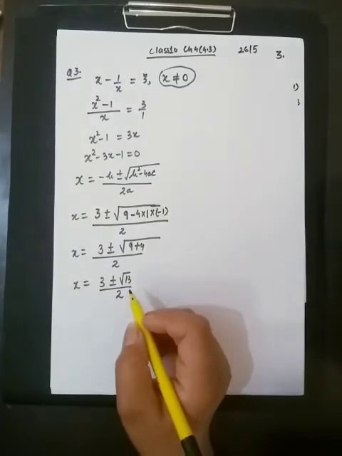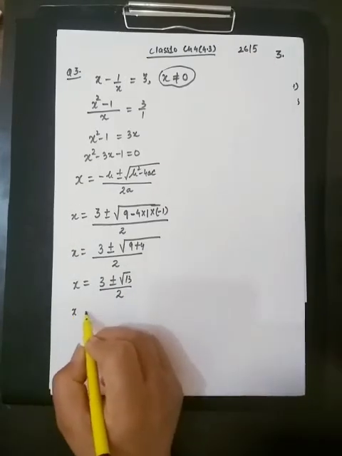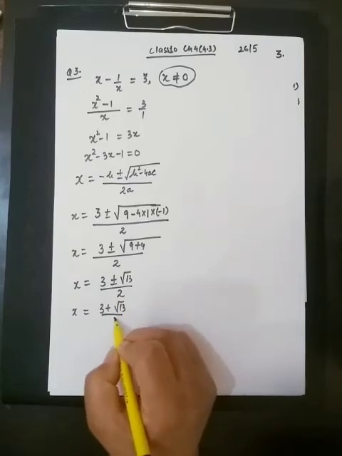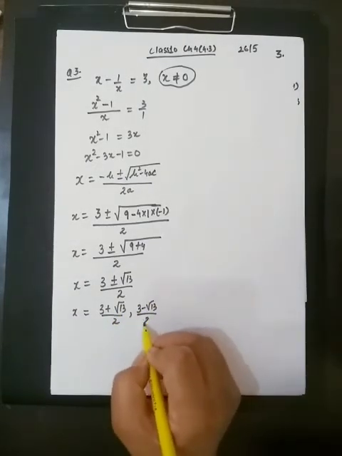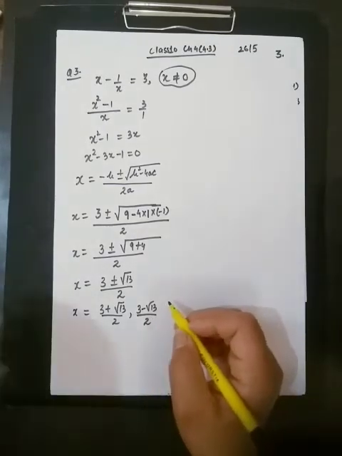Now we have to write the two roots for the quadratic equation as x is equal to 3 plus root 13 by 2 and 3 minus root 13 by 2. So these are the roots of this quadratic equation.